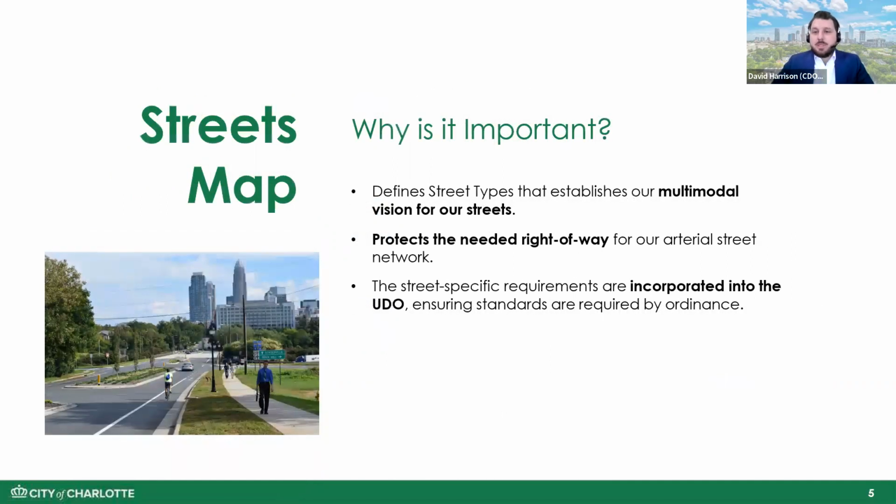Now I'm going to describe in more detail the streets map. So why is the streets map important? It establishes our multimodal vision for our streets and reflects adopted transportation policies to inform how our streets should look and function moving forward. It also ensures we protect the needed right-of-way and are planning long-term for the right amount of space needed for that safe and equitable mobility network. There's also a specific connection to the UDO that ensures a set of design and development standards are required by the ordinance.